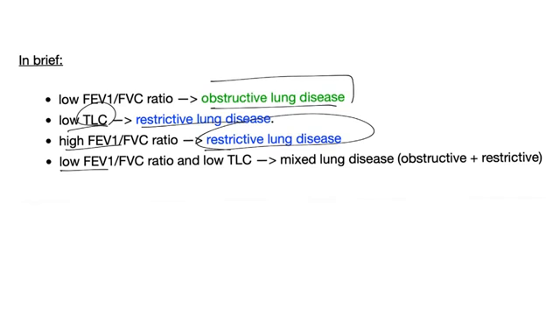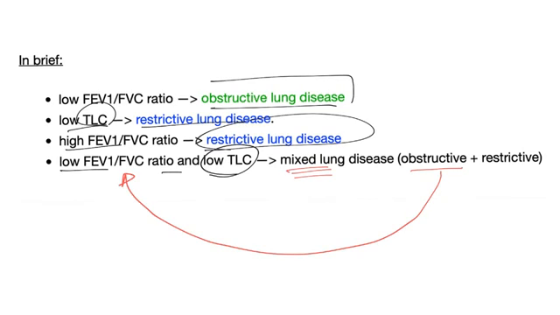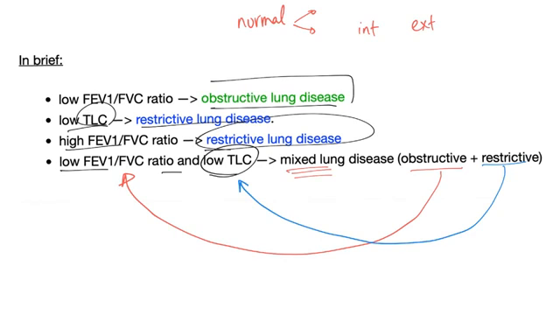Low FEV1 to FVC ratio and low TLC, that's a mixed disorder. You have an obstructive lung disease, that's why your FEV1 to FVC ratio is low, and you have a restrictive lung disease, that's why your TLC is low. Also, don't forget that if the FEV1 to FVC ratio is normal, we have two probabilities. A, the patient is normal. B, the patient has restrictive lung disease, which could be intrinsic or extrinsic.